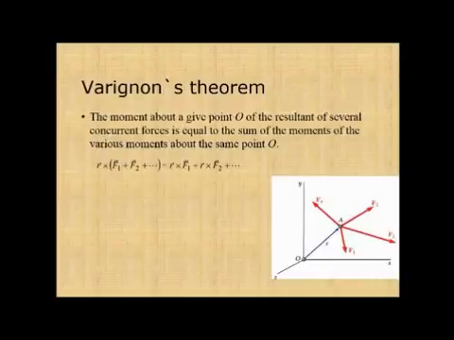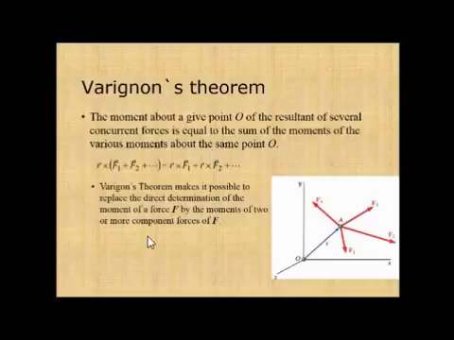Now coming to the Varignon's theorem, the moment about a given point O of the resultant of several concurrent forces is equal to the sum of the moments of the various forces about the same point. That is, it makes possible direct determination of the moment of force F by the moment of two or more component forces of the force F. Now if this particle is experiencing several types of forces in several directions, then we can have the summation of all the moments and we can resolve them to get a summation of one moment, that is R into F1 plus F2 plus F3 and Fn.